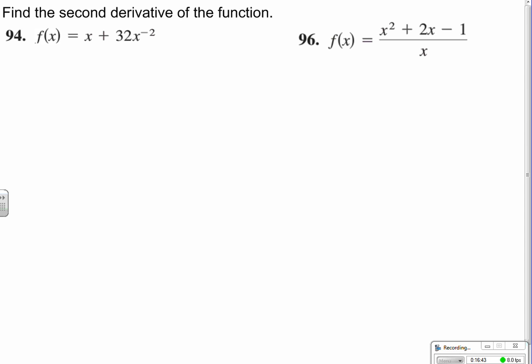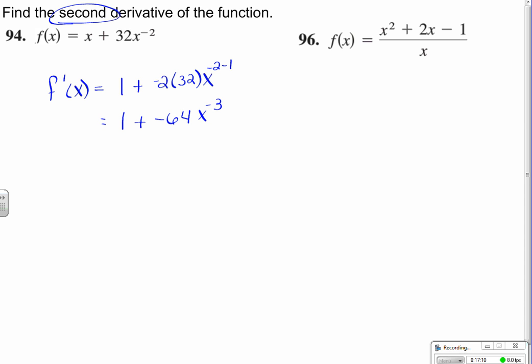Find the second derivative. Let's do this 94 one, and then I'll get you the homework assignment. F prime of x. In order to get the second derivative, I've got to go through the first derivative. Derivative of x is 1. Derivative of the next term will bring down -2, multiply by 32, and then I'd have -2 minus 1. Simplify. And that is what we ended up with: f prime of x equals 1 minus 64x to the -3.